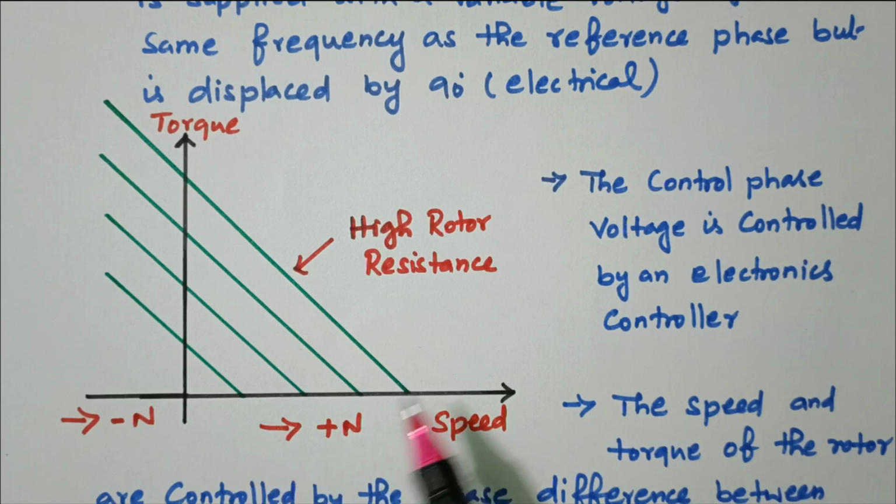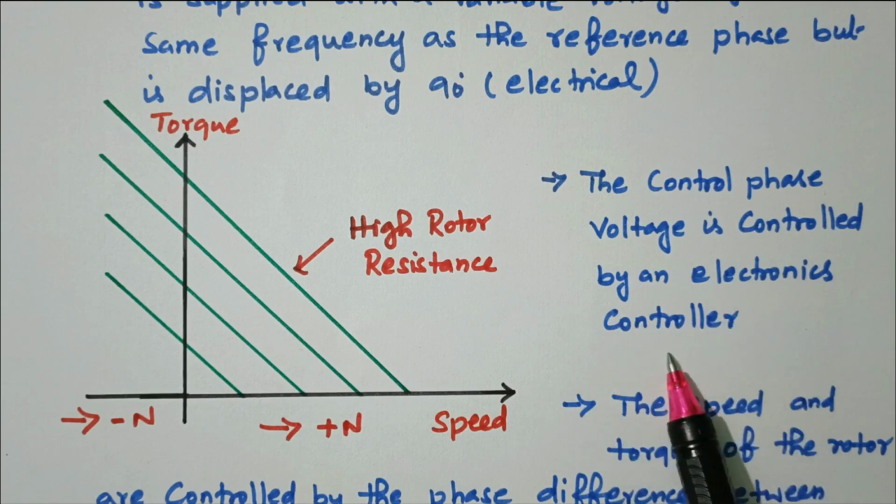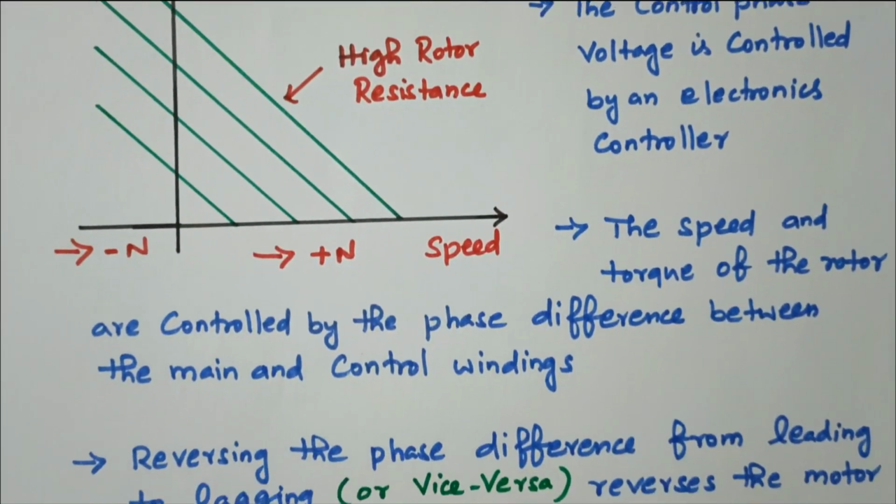Now we'll see what the advantages are. The control phase voltage is controlled by an electronic controller. I already told you, it is controlled by a controller. From the controller we are getting the control signal. From that only the servo motors are operated. Now we'll see the speed torque characteristics.